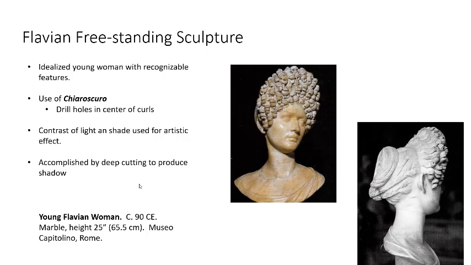I show you this more from an art historical perspective, in that they're starting to use different techniques to show three-dimensionality and working to play with light and shadow of an individual. And they use a method called chiaroscuro, which is they sort of make these drill holes, right, in the hair and curls especially. And so this makes it look more realistic by contrasting light and shade.